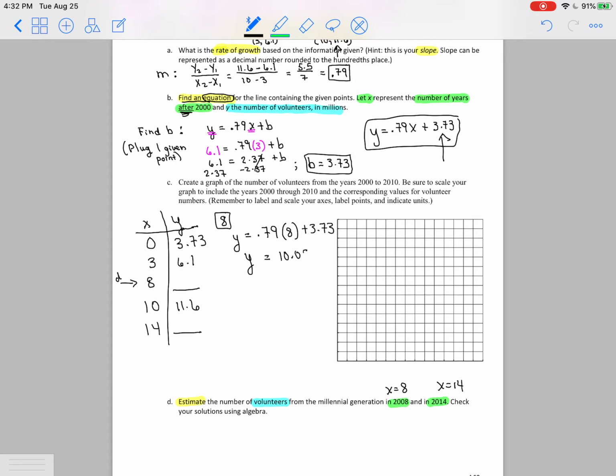I did it ahead of time, so I really can't do mental math that fast, I promise you. It's 10.05. And I'm happy about that because we can see that that fits really nicely between 6.1 and 11.6. So it means I probably did the math correct there. All right, we're going to check out 14. So what is y when x is 14? And when I did that math, we get 14.79.